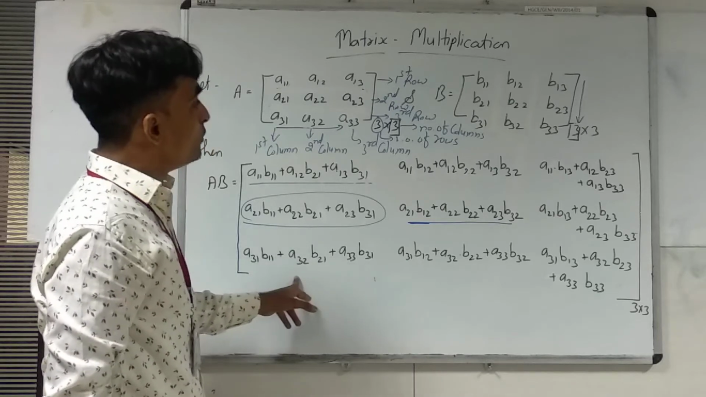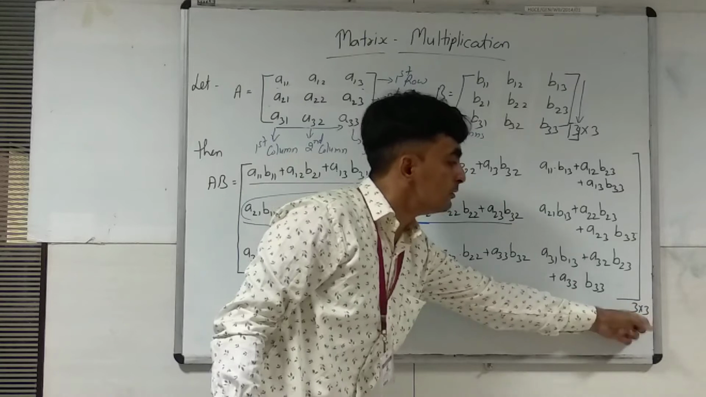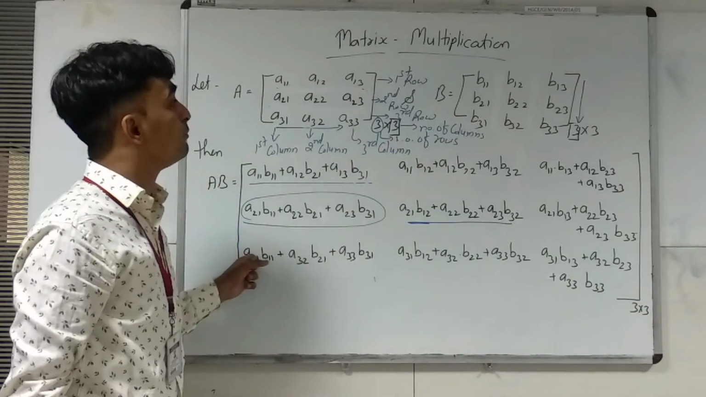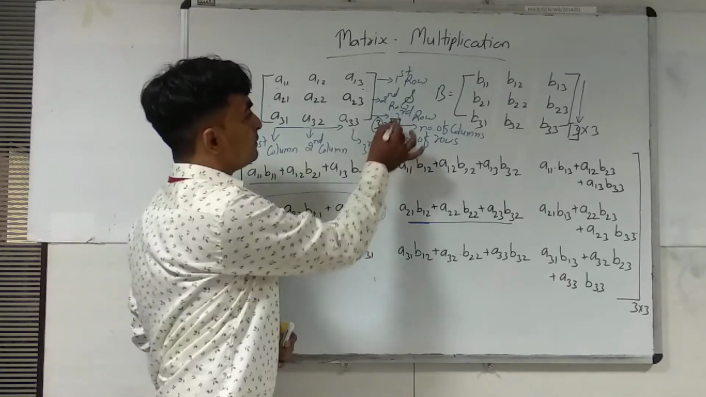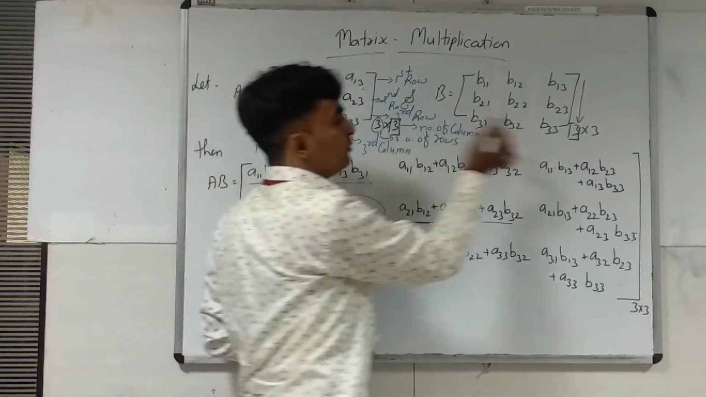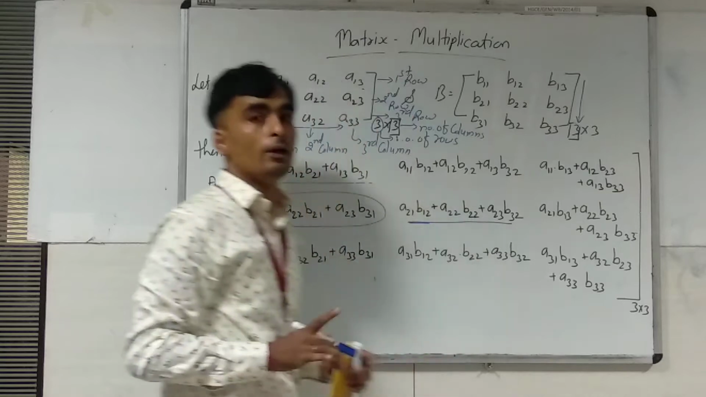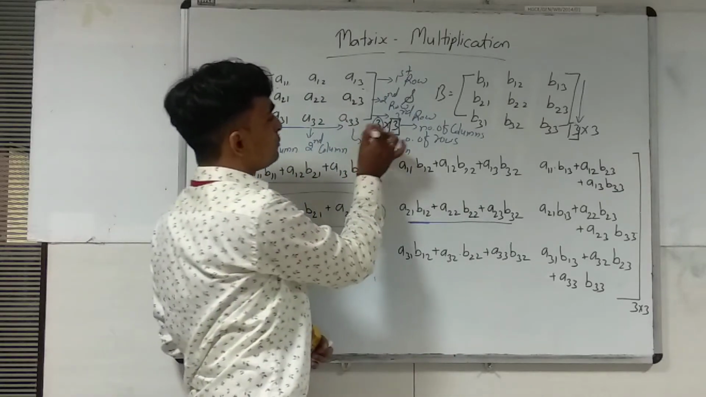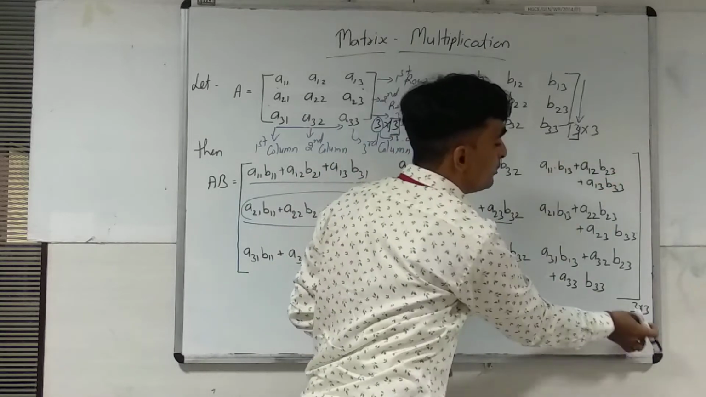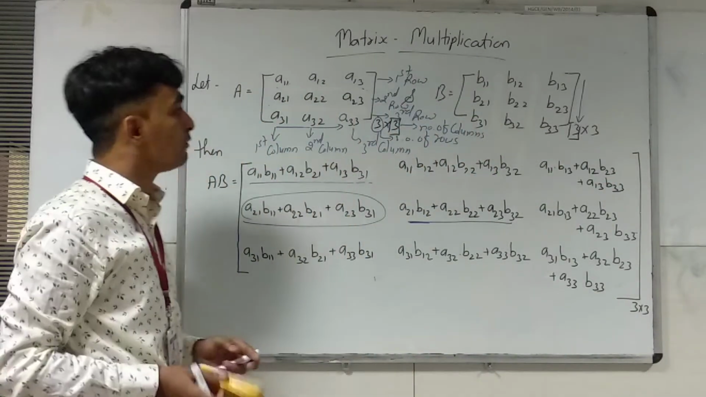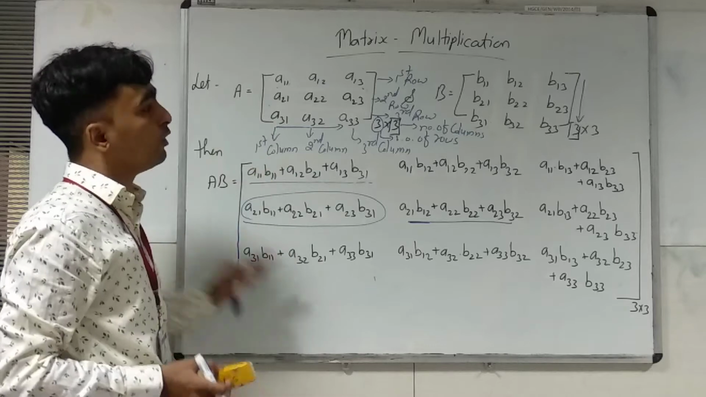Now the order of the resulting matrix you can decide before multiplication also. The necessary condition is that the number of columns should be the same as the number of rows, and the rows of the first one and the columns of the second one give you the order of the resulting matrix. Now we go for examples.